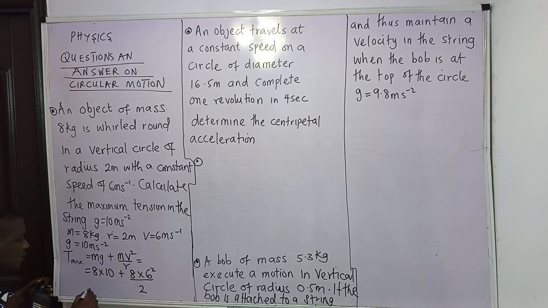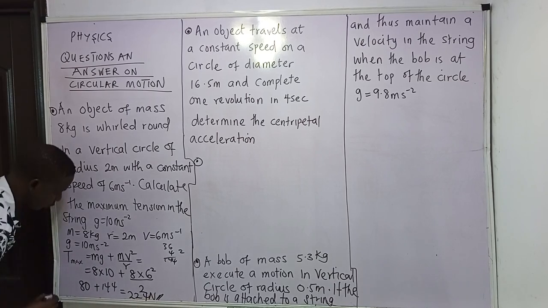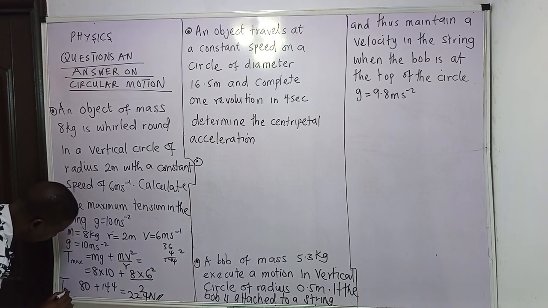Now, this one is 80 plus, this is 4 times 36, which will give us 144. 36 times 4 is 144. Then we add them together. If you add 144 plus 80, then you have 224 Newton. That is your answer, 224. So this is the maximum tension.